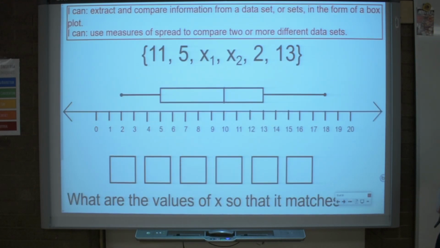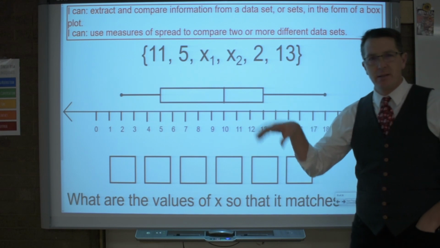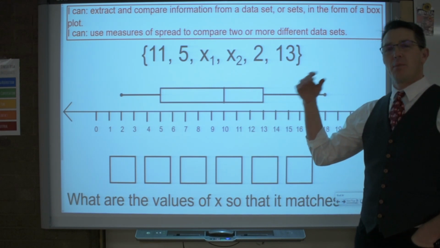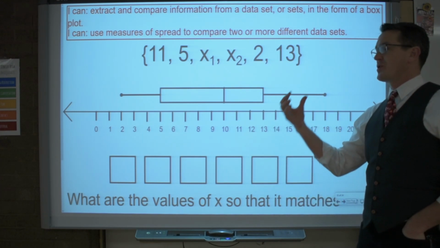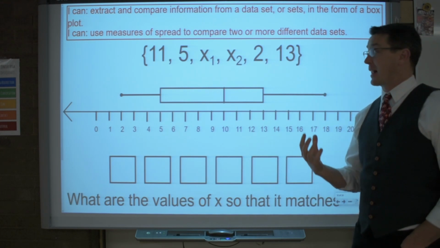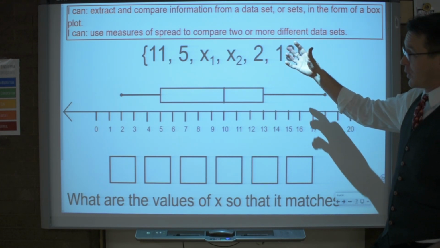And again, I know we're not doing a lot of data points. Most times when we do box plots, we have a lot more, but we're just trying to get you to get a better understanding about how these work. That's why they want you to do this.